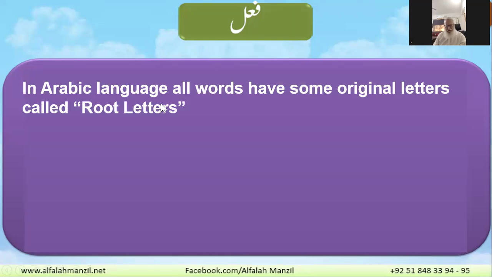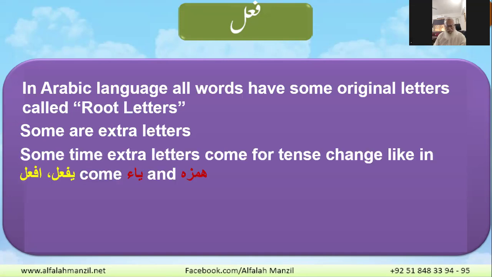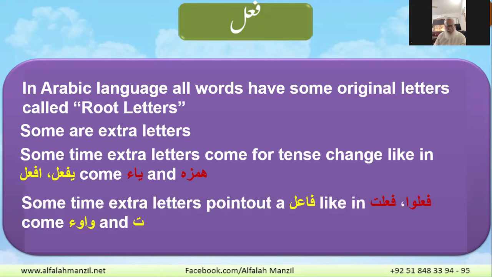In Arabic language, all words have some original letters called the root letters. Some are extra letters, having more than 3. Sometimes extra letters come for the tense change, like in yafa'alu, ifa'alu, or comes ya and hamza. Sometimes an extra letter points out a fail, like in fa'alu, fa'alta. In this, a and wa, they are representing the fail.